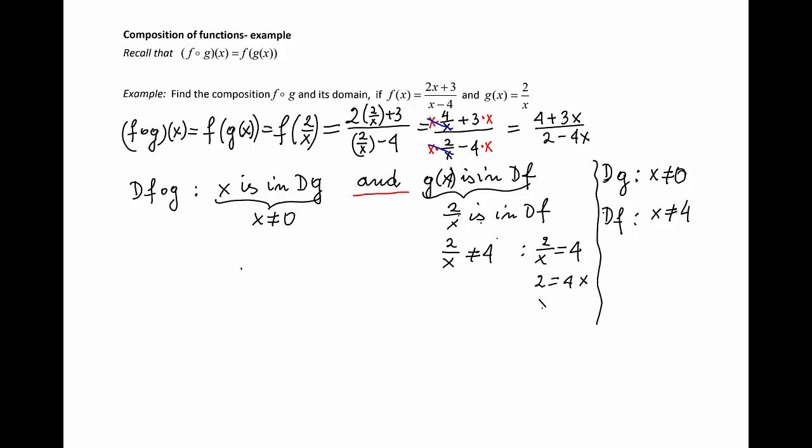Multiplying by x will give me 2 equals 4x, and x is equal to 2 over 4, or 1/2. And therefore 2 over x is not equal to 4 when x is not equal to 1/2. So those two conditions have to be satisfied at the same time, and therefore the domain of f circle g is the set of all the x's such that x is not 0 and not 1/2.